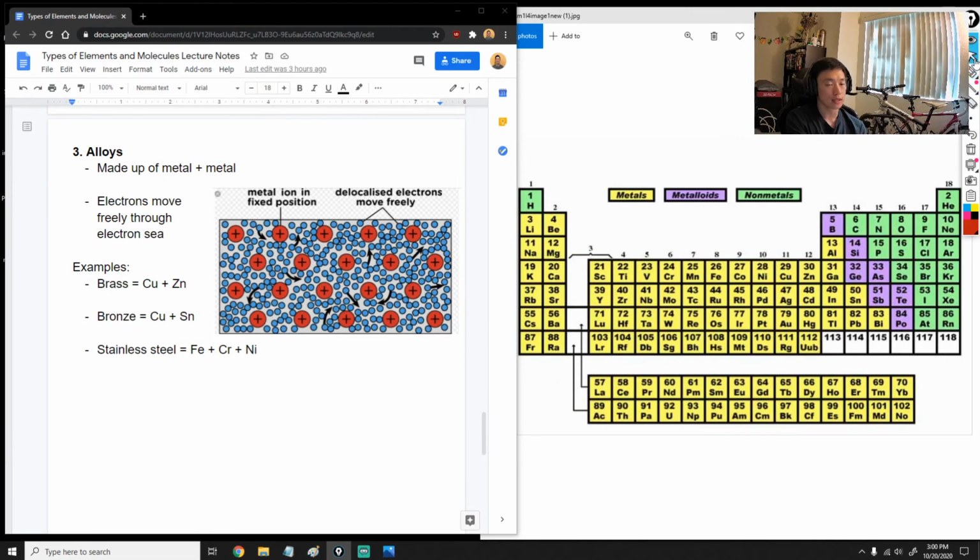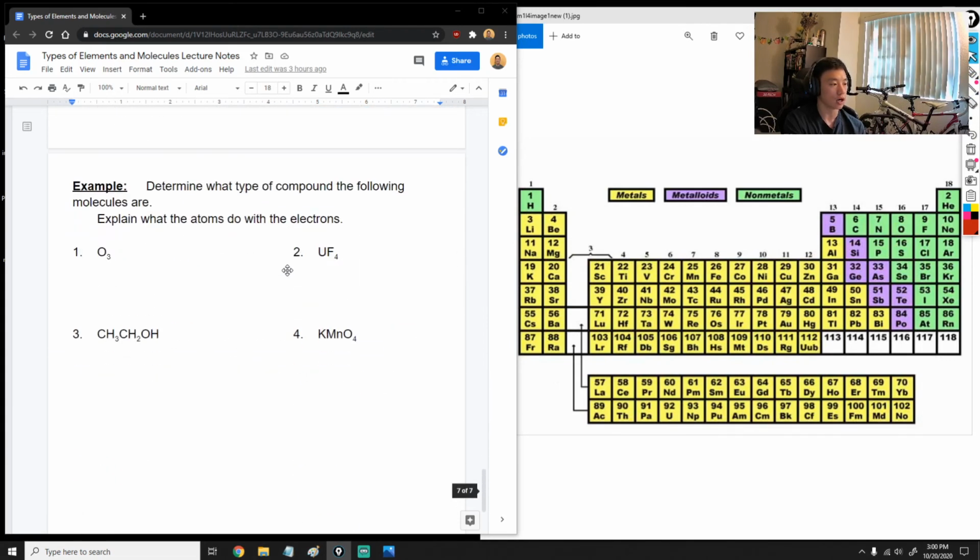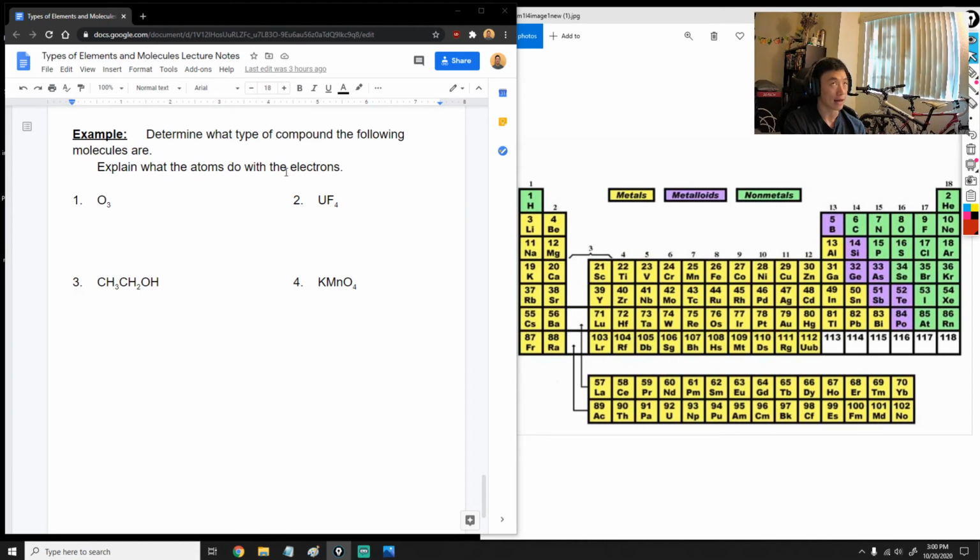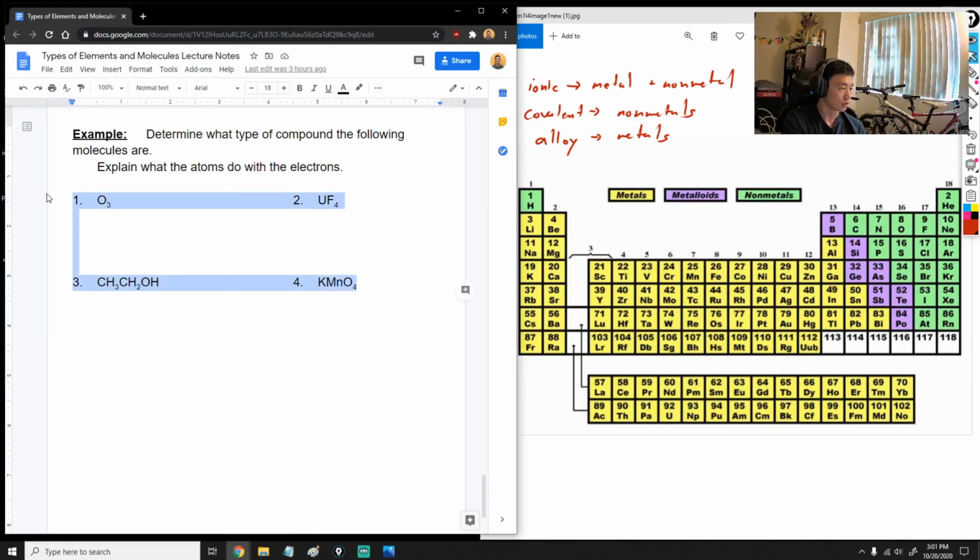All right, so for your assignment today, you're going to also have to figure out if different compounds are ionic, covalent, or metallic. Before we do the problems, let's remember our notes. For ionic compounds, we said that they are made out of a metal and a non-metal. For covalent, we said that they are made out of non-metals. And then lastly, we have alloys, which are made out of just metals. Okay, so our first example is O3. Actually, I'm going to make the formulas a little bit bigger just so they're easier to see.